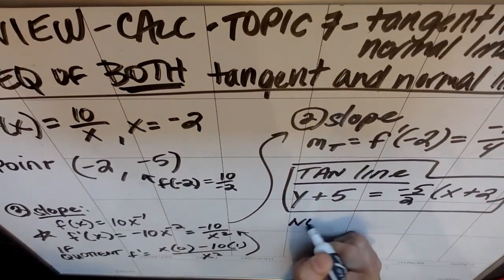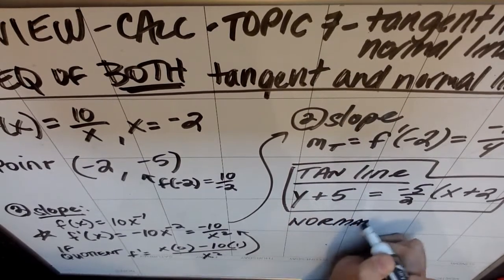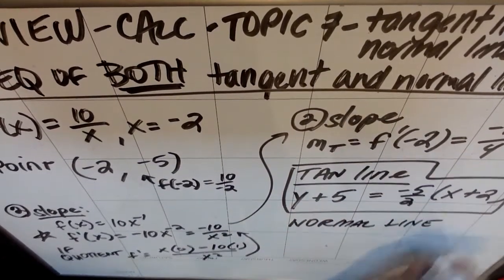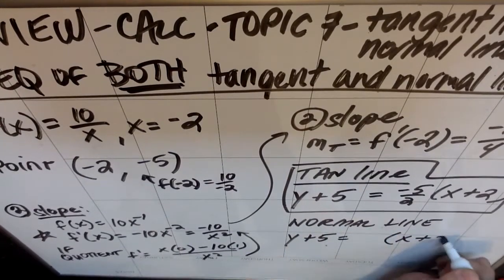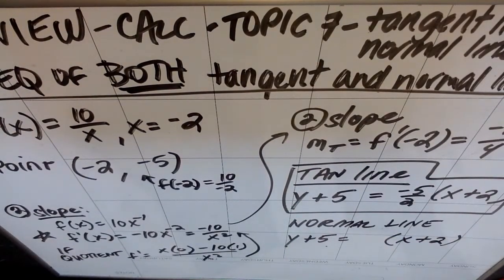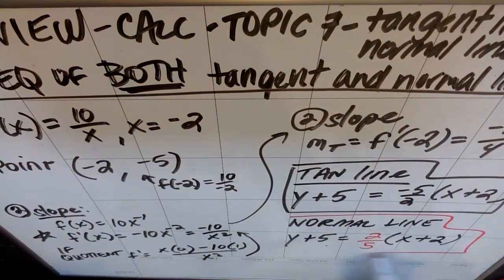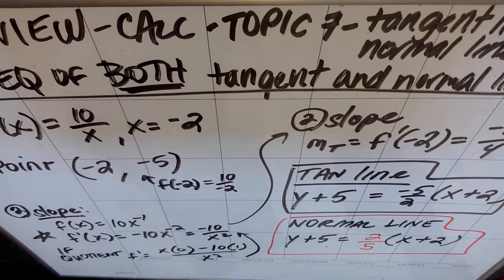For my normal line, I recopy my own work. So for my normal line, I completely recopy y plus 5 equals, and I copy the x plus 2. The only thing I'm going to change is that the tangent and the normal line are perpendicular, so I use the opposite reciprocal slope. I'm going to put a 2/5 instead of a negative 5 halves. And that's it. So same task. Once you do the tangent line, it's pretty easy to jump right into doing the normal line.